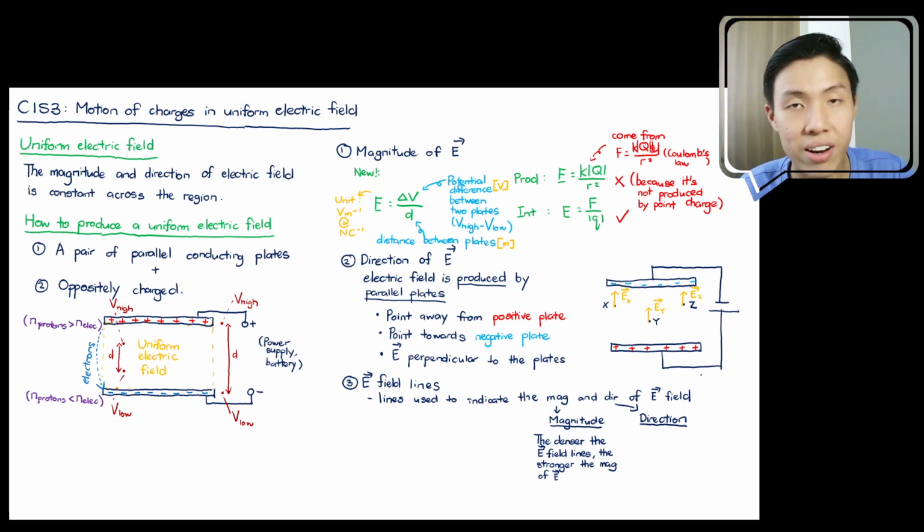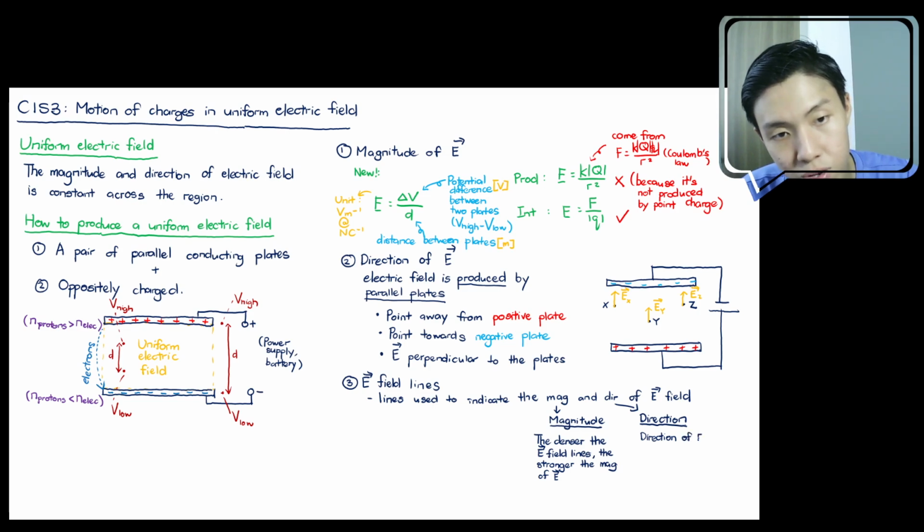Okay, next, for direction, how does it tell you the direction of electric field? Well, the direction of electric field is tangential to the electric field lines at a specific point.